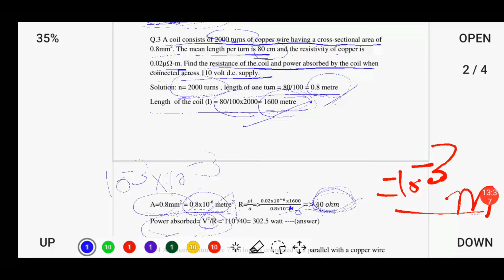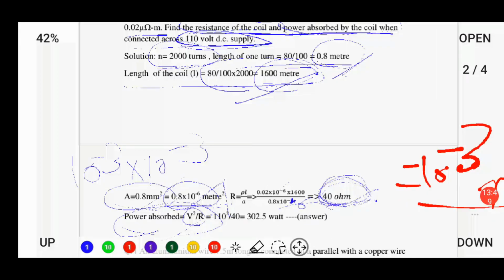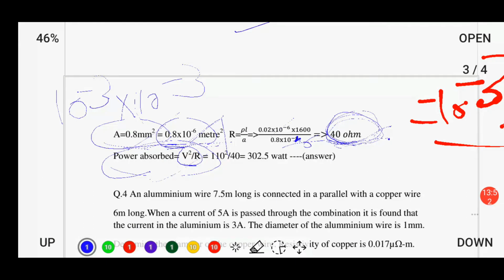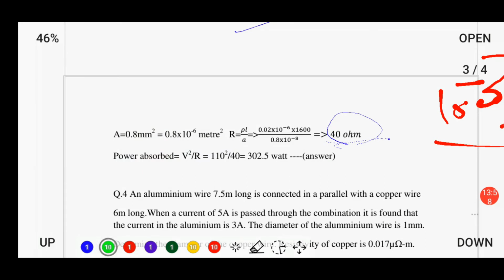We have to find out the two quantities. First of all, the resistance of the conductor that we have obtained is 40 ohm, and now we have to find out the power that will be absorbed by the coil when connected across the 110 volt DC supply. Now what is the potential difference applied? It was 110 volt. So power absorbed will be equal to 110 square by R.